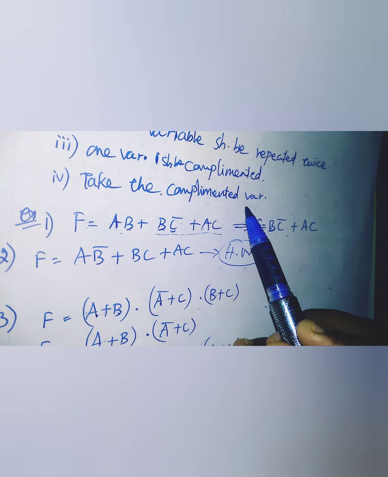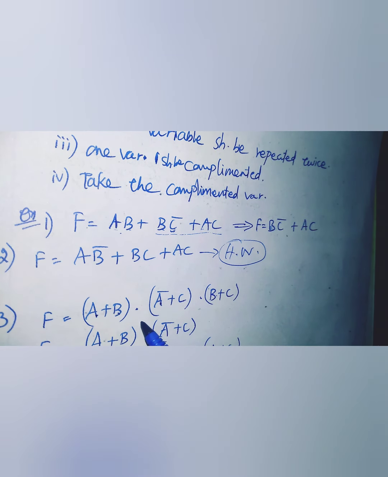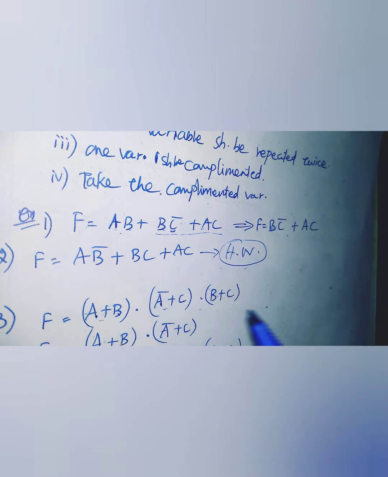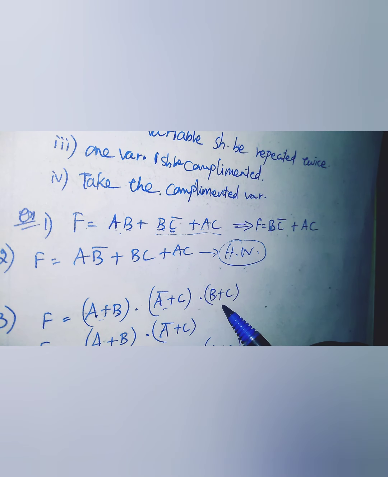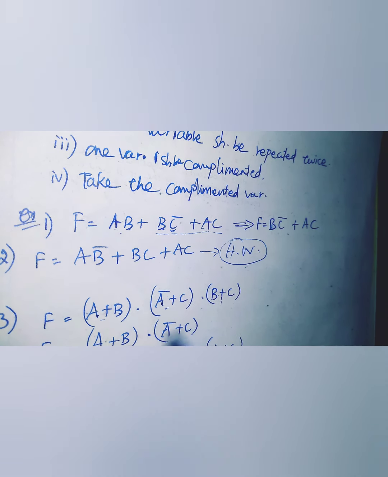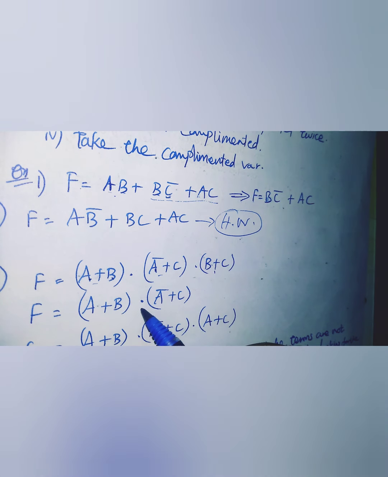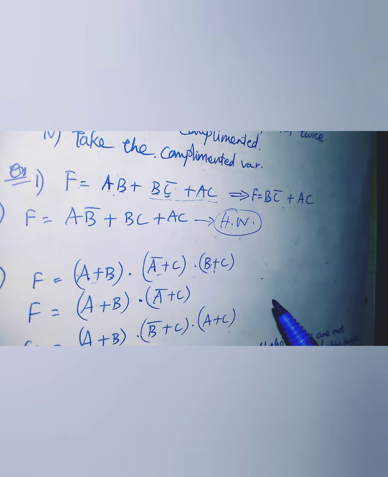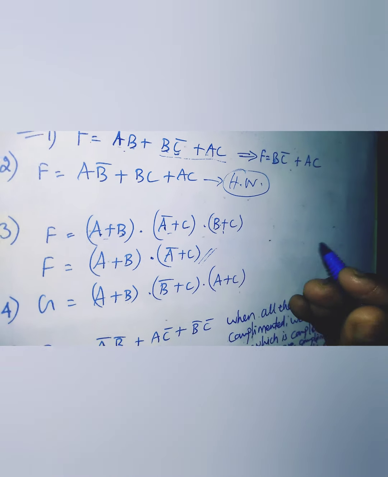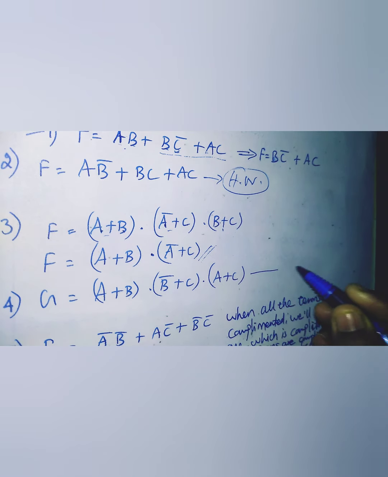Then take the complemented variable. Where is the complemented variable present? In this term and this term. You don't find A over here, so you can neglect this term. So what is your final answer? (A plus B) and (A bar plus C). That's it, and this is also for your homework.